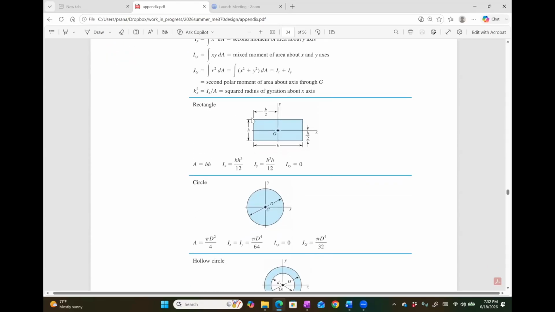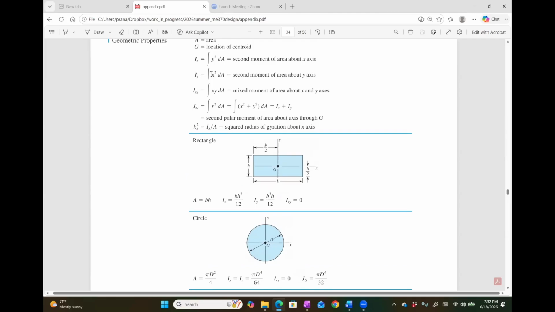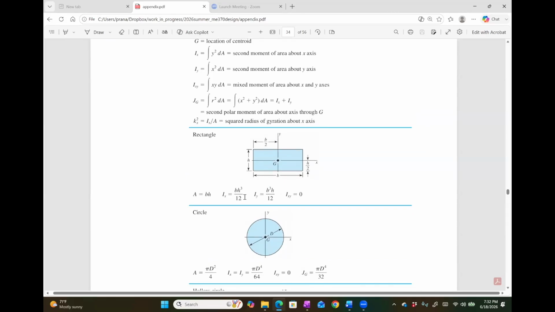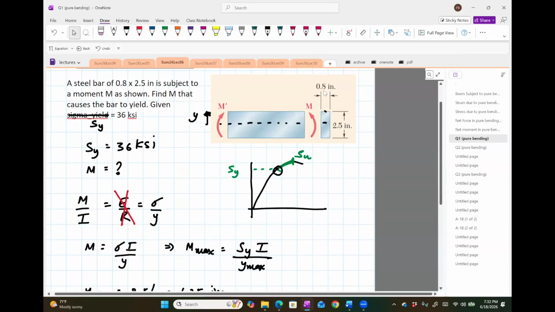Okay, so this is the cross section. We are in the rectangular cross section. So for this one, Ix is y square dA, so it's b h cube divided by 12. b is the base, h is the height. If you look at this and compare it against this, what you're trying to do here is b h cube. b is 0.8, h is 2.5. So it's 1 divided by 12 times 0.8 times 2.5 cube.